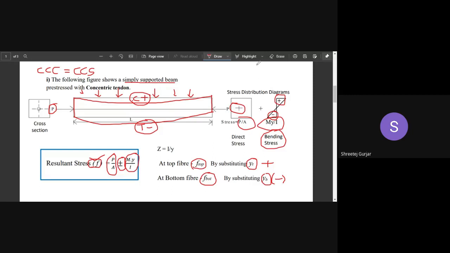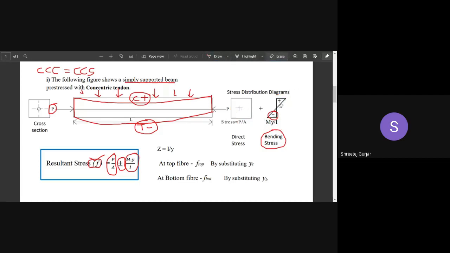So your resultant stress may vary. The resultant stress may not be always positive, may not be always negative. It will depend upon your direct stress and your bending stress. Depending upon the magnitude and direction of your bending stress and your direct stress, the resultant stress at your top fiber may be positive or negative, and the resultant stress at your bottom fiber may be positive or negative. So the combined diagram we have to draw later on for both of these.